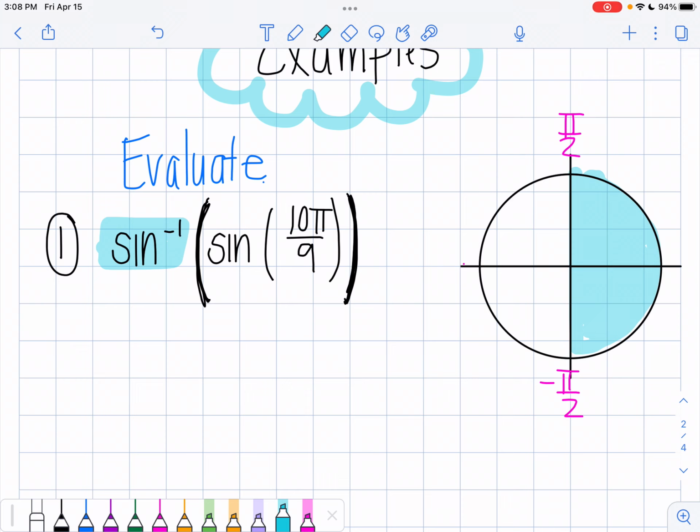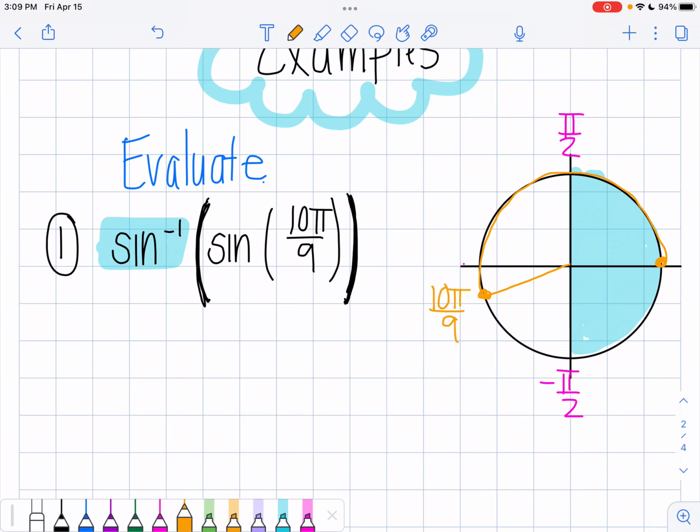Okay, so what we want to do first is figure out where 10 pi over 9 is. 9 pi over 9 would be the same as pi, so it's going to be past pi, somewhere right around here. It doesn't really matter where you mark it on your unit circle, just so you can give yourself a ballpark idea as to which quadrant you're in. So this is going to be 10 pi over 9.